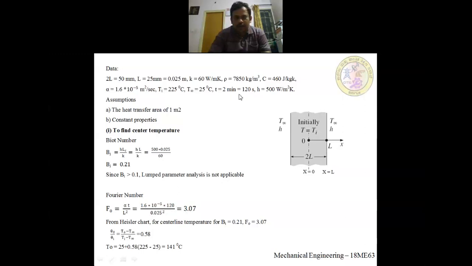You have to calculate the center temperature. Ti is the initial temperature, which is 225 degrees Celsius, and the plate has been exposed to an ambient temperature of 25 degrees Celsius. So for alpha t by L squared, you just substitute the values, you know all the values, and you are going to get 3.07. Once you have the Biot number and Fourier number, you have to go for the Heisler chart.